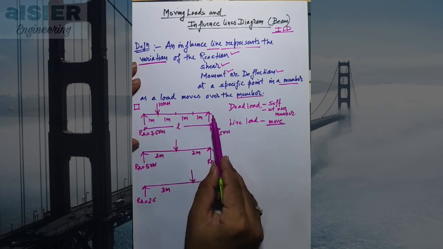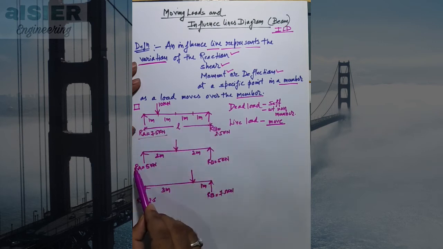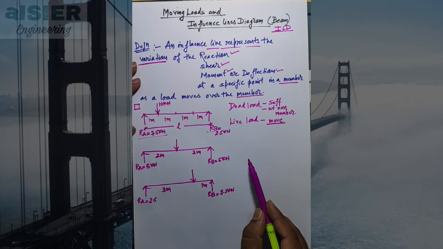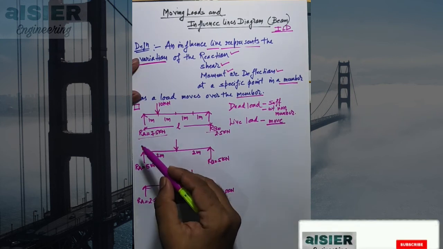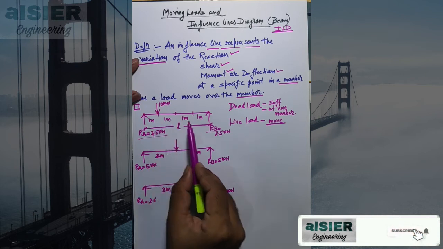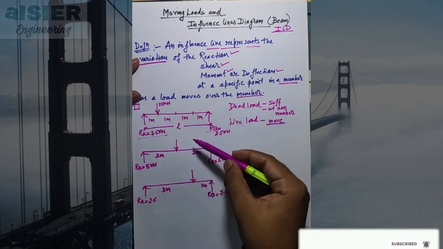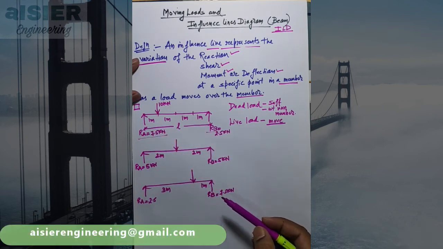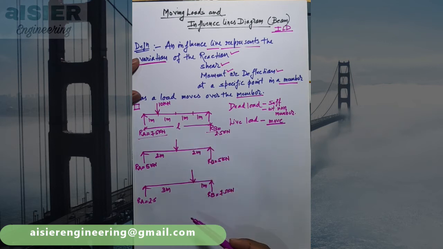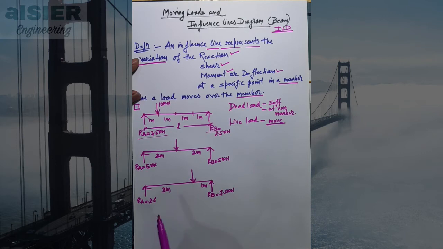So what we are doing here, we are considering that the vehicle is moving from left to right, and due to this movement, what is the effect on RA and RB, means what is the effect on the reactions, right? Now for calculating these reactions for different positions of the load, I have to draw a different diagram each time, right? And this is a very tedious job. So this can be done easily using ILD. In ILD, we have to just draw one diagram, and using that diagram, we can calculate reactions in a few seconds.